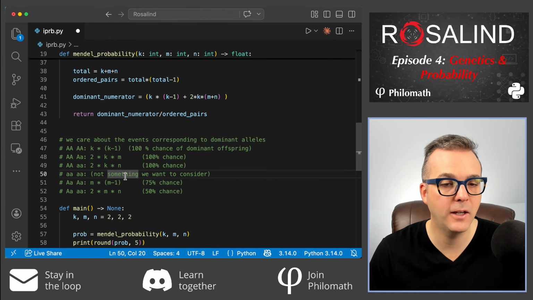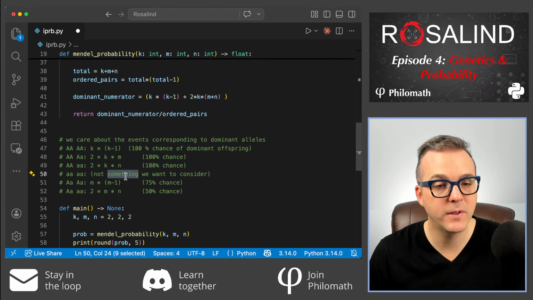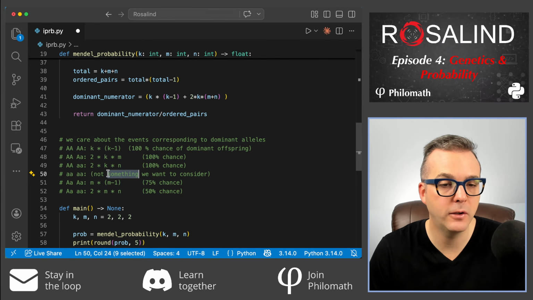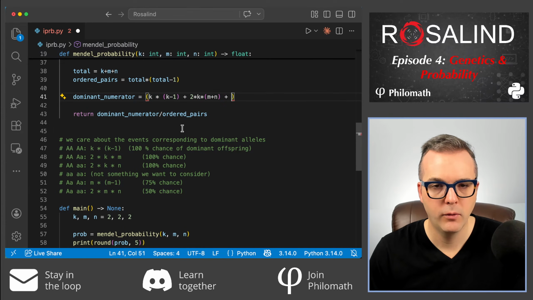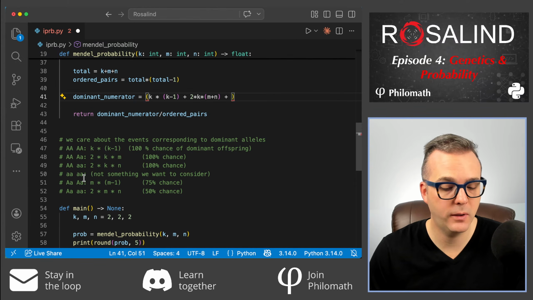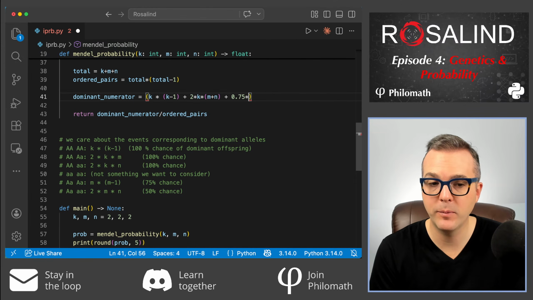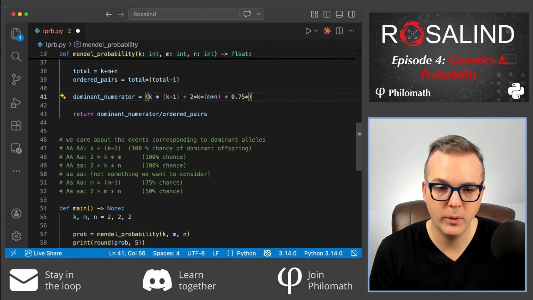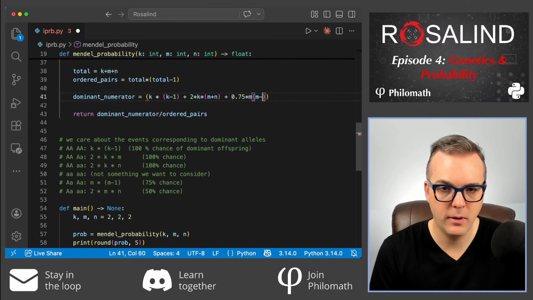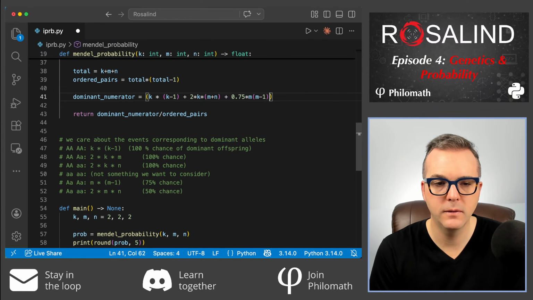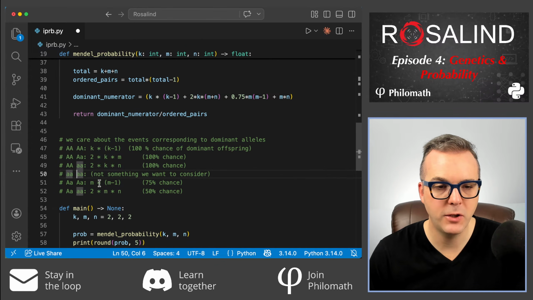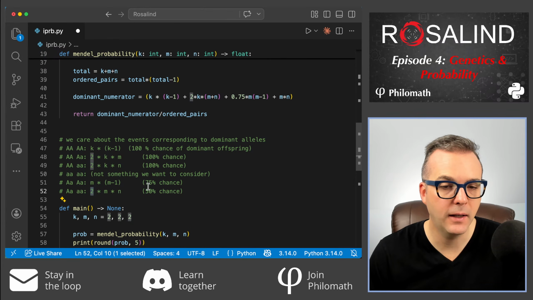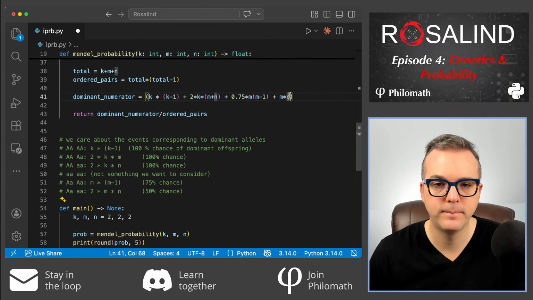We don't need to consider the case where they're both homozygous recessive, because then there's no likelihood there of producing dominant offspring. Then we have our case of 2 heterozygous organisms, which I'm going to weight by the 75% likelihood. So I'll say 0.75 times the number of possible crosses. And then finally, I'll have my plus m times n term, because as I mentioned, the 2 factor leading it is going to cancel with the 50% likelihood.